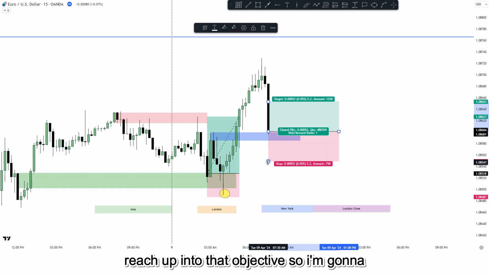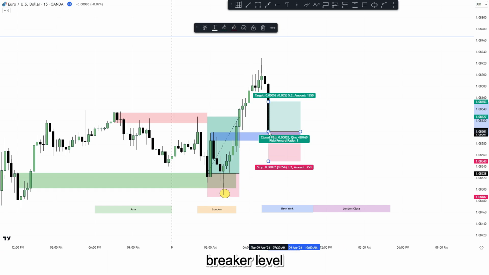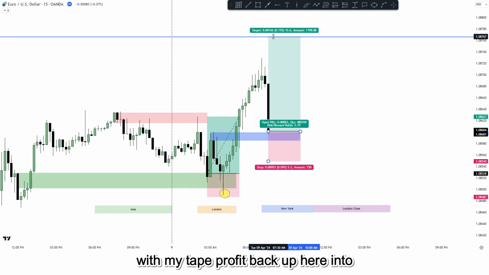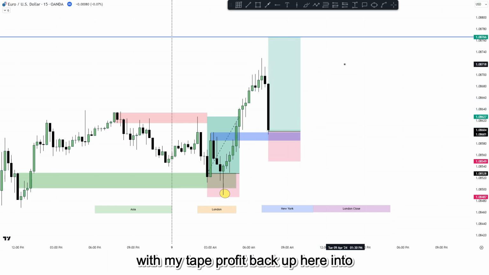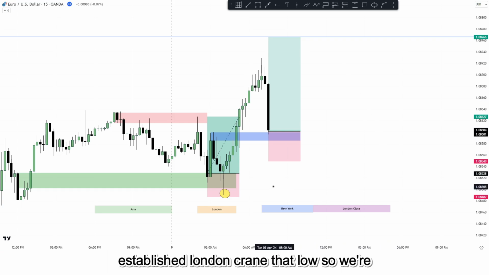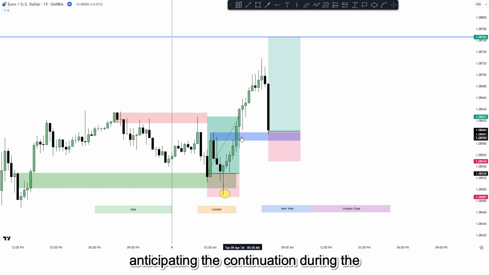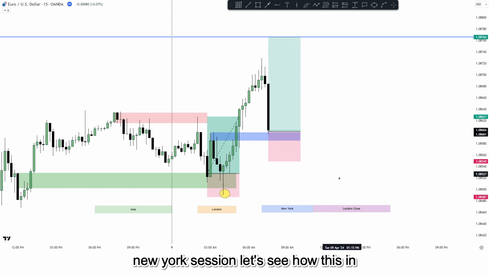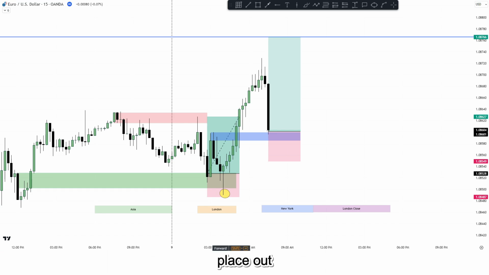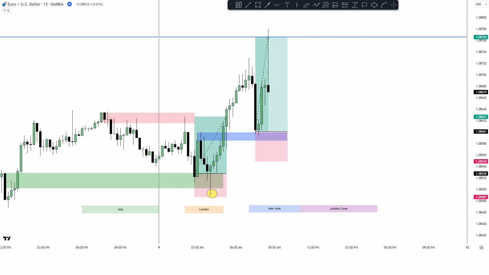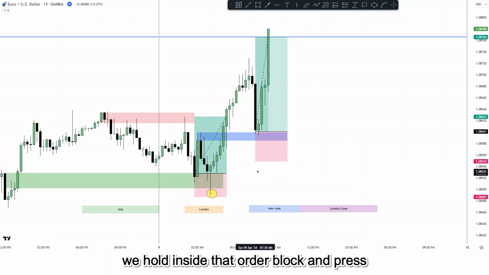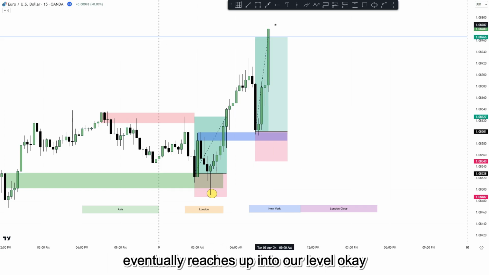So I'm going to take a long here, stop loss just below that breaker level, with my take profit back up here into that buy side liquidity for that New York retracement, because we've already established London creating that low. So we're anticipating the continuation during the New York session. Let's see how this then plays out. We hold inside of that order block and price eventually reaches up into our level.